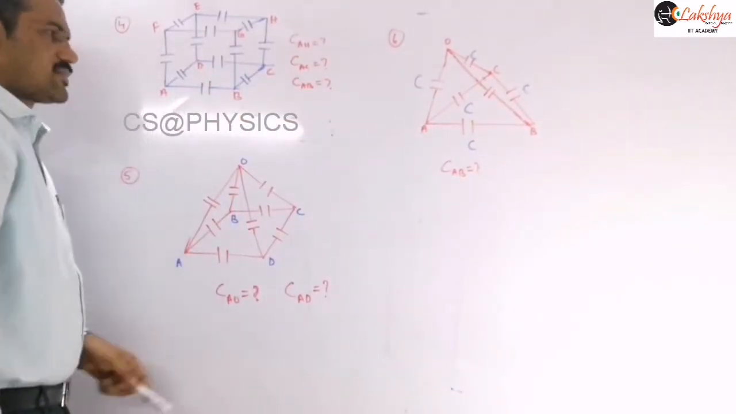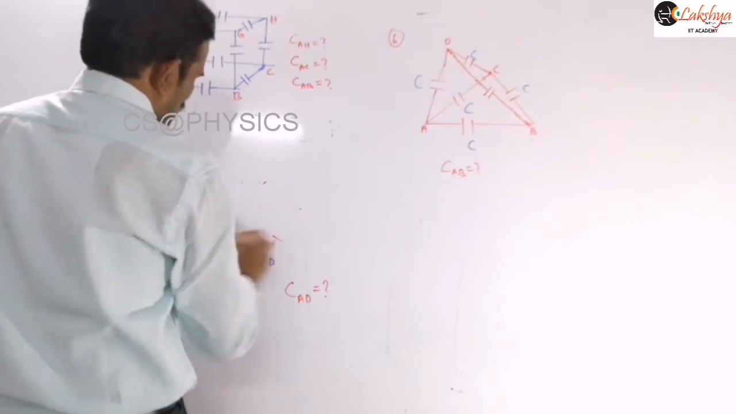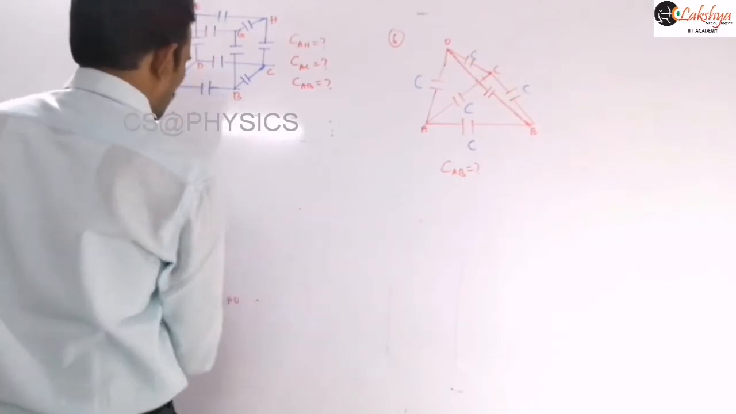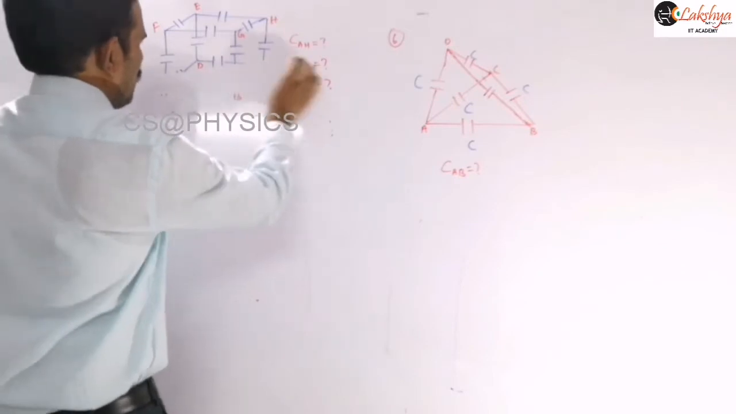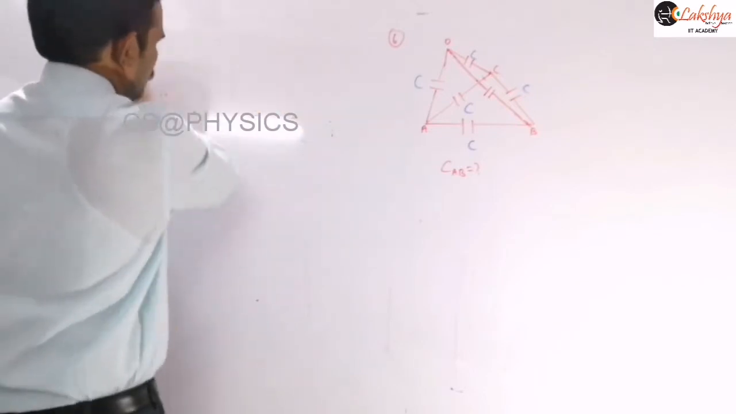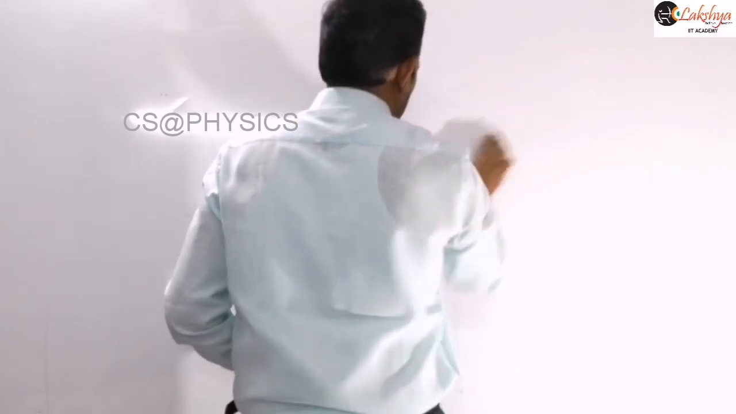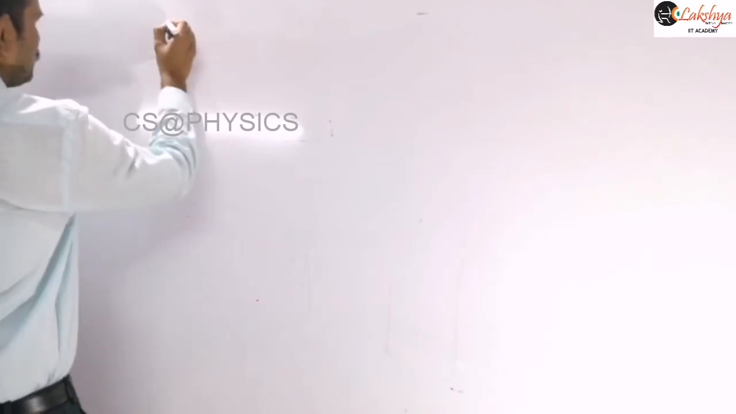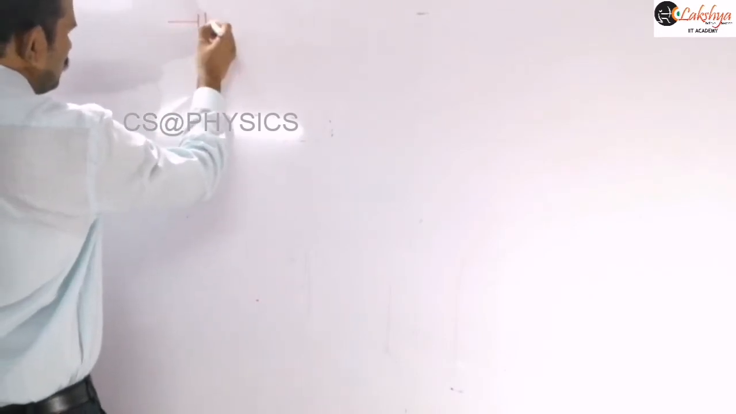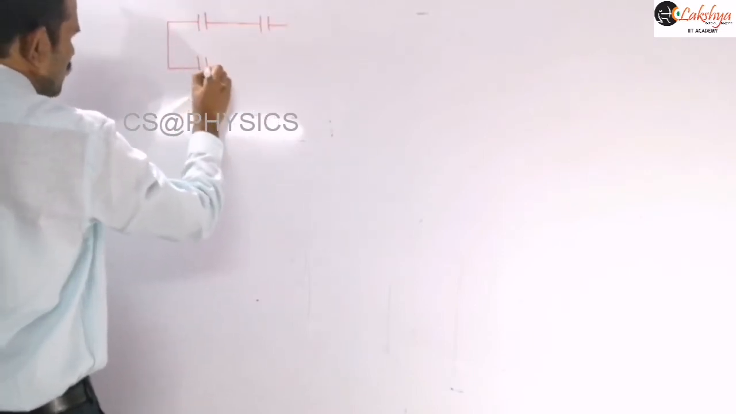And next, let us consider the case of shifted symmetry, one more problem we solved there. That means if the Wheatstone bridge is not balanced, how to solve that. So let us see that. If the Wheatstone bridge is not balanced and it is like a shifted symmetry, then we can solve these circuits like this. So I am taking one circuit here.